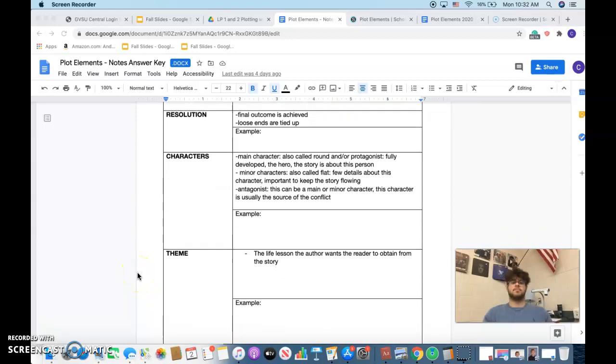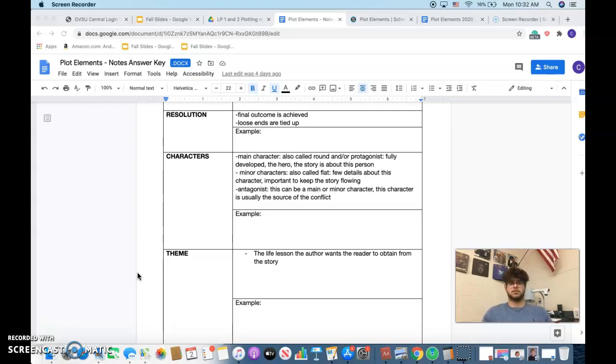So then we're going to move on to characters. The main character, also called the protagonist, fully developed. The hero of the story is about this person. So for example, SpongeBob SquarePants. SpongeBob would be the main character, the protagonist of that cartoon. Minor characters, also called flat. A few details about them.